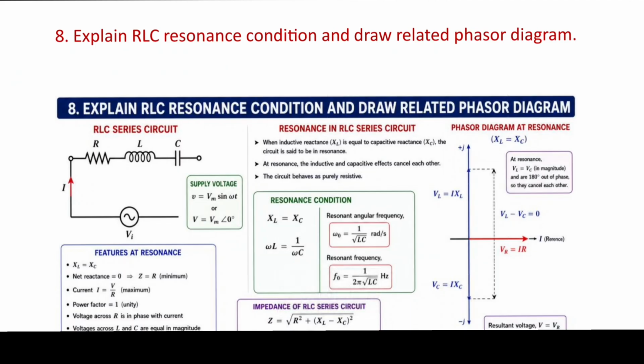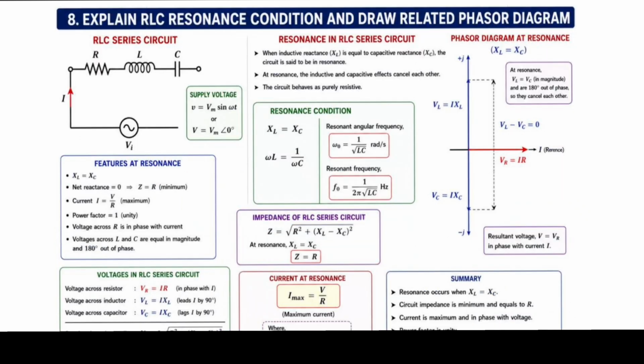Next, explain the RL resonance condition and draw the phase diagram. This is the resonant circuit diagram. You can see the circuit diagram. After the circuit diagram, coming to the conditions, these are the conditions for resonance. The features of resonance are given here. Coming to the phase diagram, this is the phase diagram. You have to write it according to the resonance diagram.